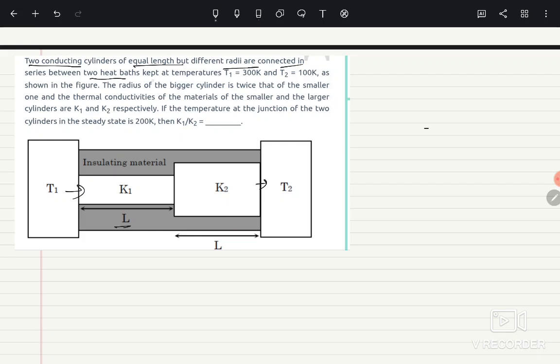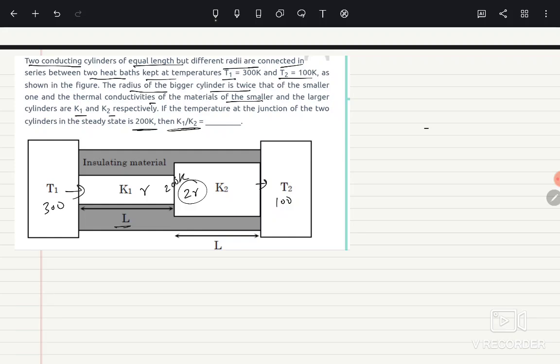Two heat baths are kept at temperatures T1 and T2. Here the temperature is 300, here the temperature is 100. The radius of the bigger cylinder is twice that of the smaller one: its radius is 2r and the smaller one is r. The thermal conductivities of the smaller and larger are K1 and K2. If the junction temperature is 200 Kelvin, we have to give the ratio of conductivities.